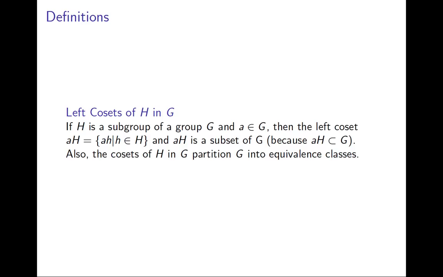Just for some definitions before we start the proof, the left cosets of H in G. If H is a subgroup of a group G and a is an element of G, then the left coset aH is the subset of elements ah, where h is in H, and aH is a subset of G because aH is contained in G. Also, the cosets of H in G partition G into equivalence classes.